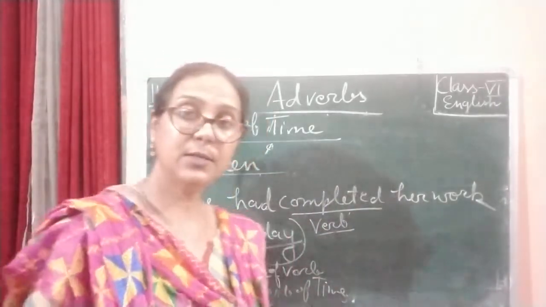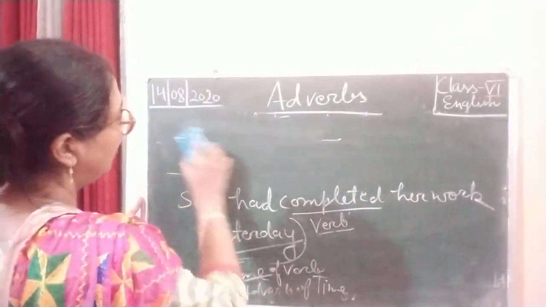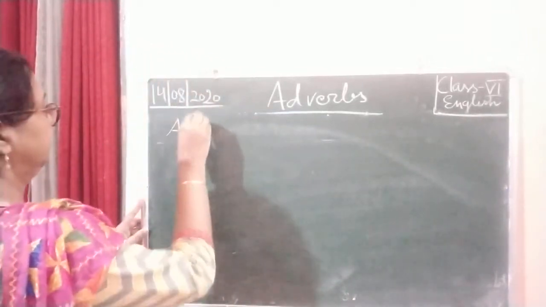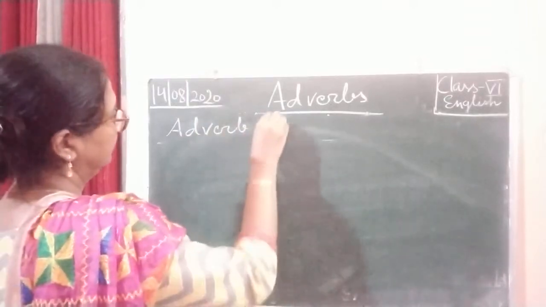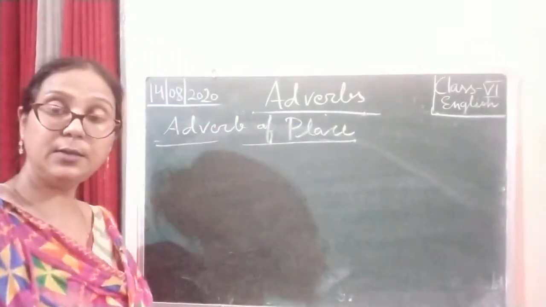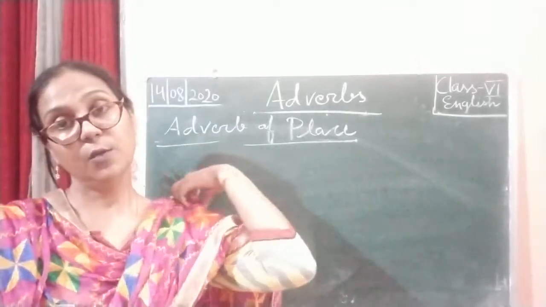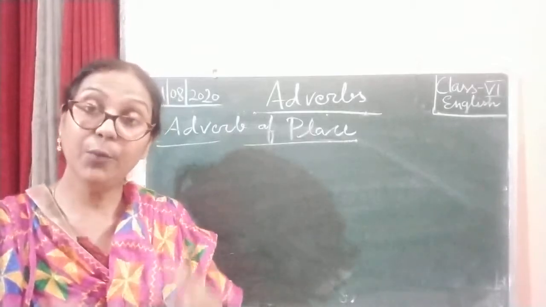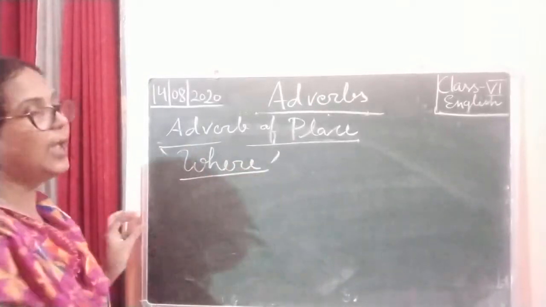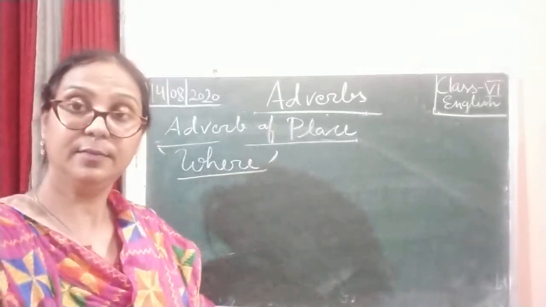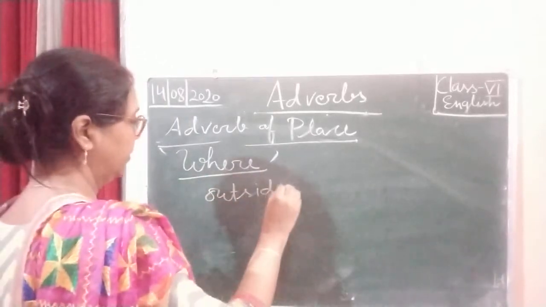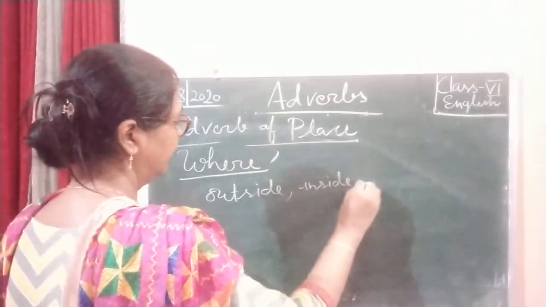Now we are going to discuss adverb of place. Adverb of place is showing us where the action was done or is being done. Where? So this is asking a question, where the action is being done. For a few words you can understand: outside, inside, everywhere, etc.